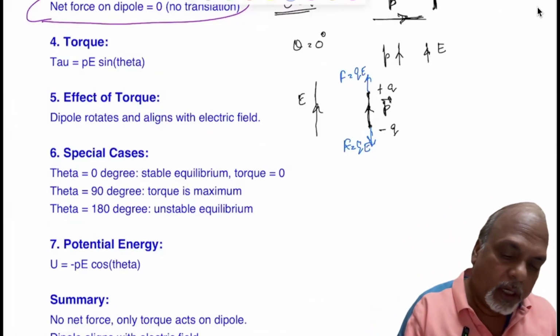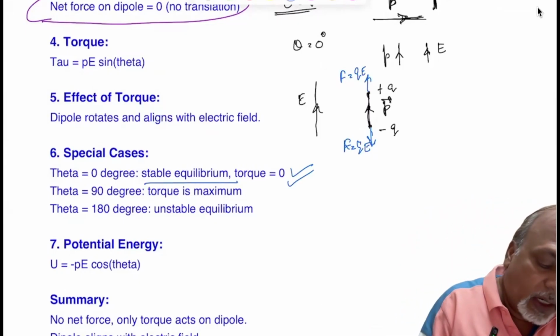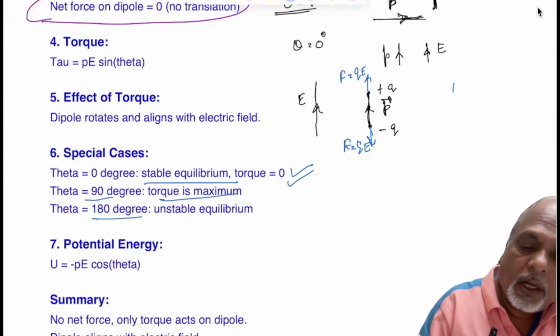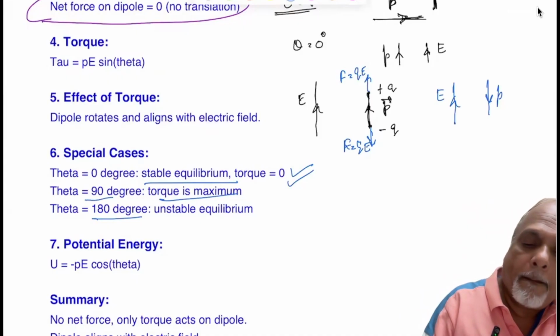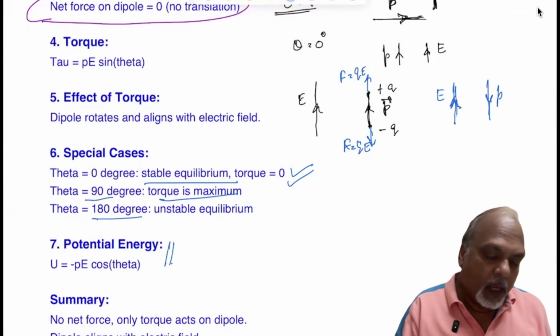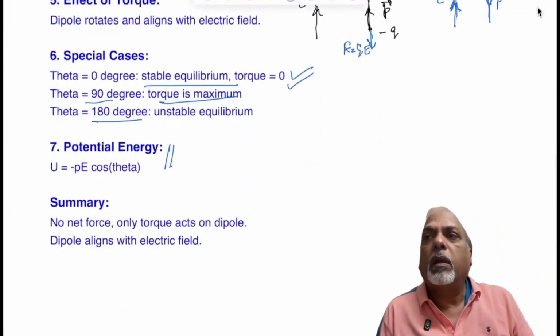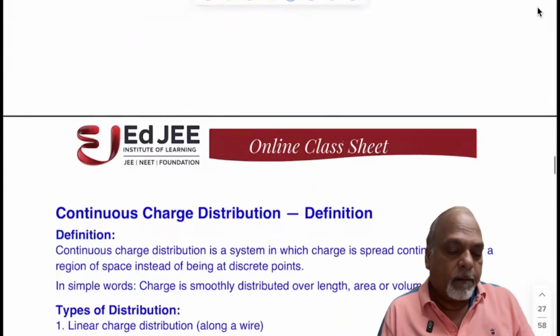So at 0 degree, no torque, it is a stable equilibrium. Of course, it will try to remain in this position. When 90 degree, the torque is maximum. Then 180 degree means E is like this and P is like this. Correct. Potential energy we will see in the next chapter. Correct. So let us go further.